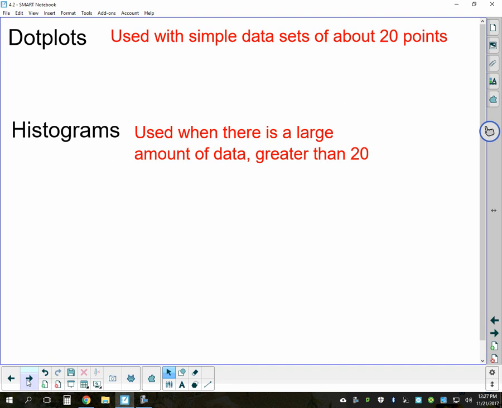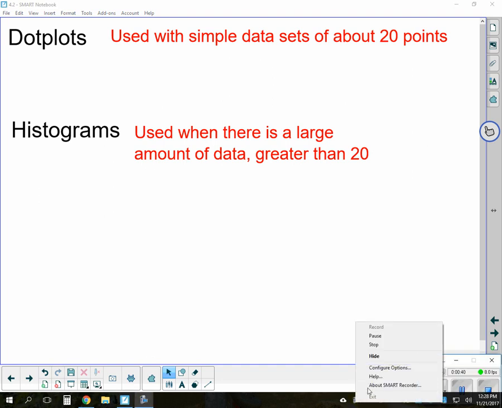Dot plots. They are used with simple data sets of about 20 points. If you get more than 20 points, dot plots might not be the best bet. It gets a little bit too messy. Then you would want to use histograms. Histograms are used when there is a larger amount of data. Generally 20 is a good amount of data points to cut it off if you have that many.